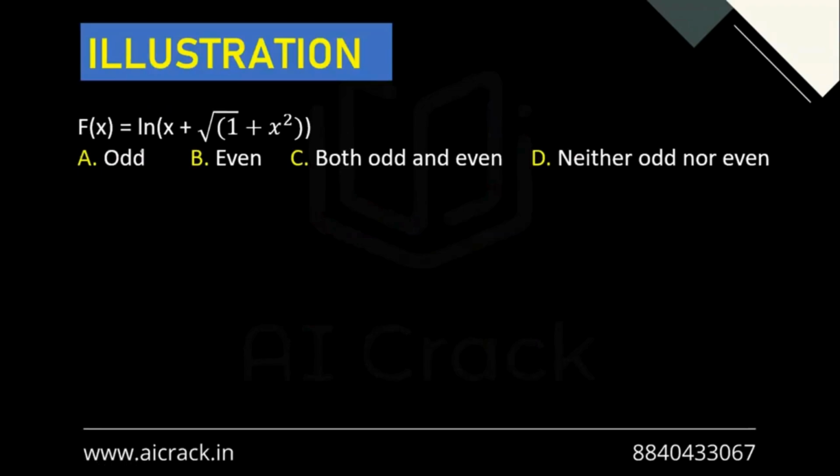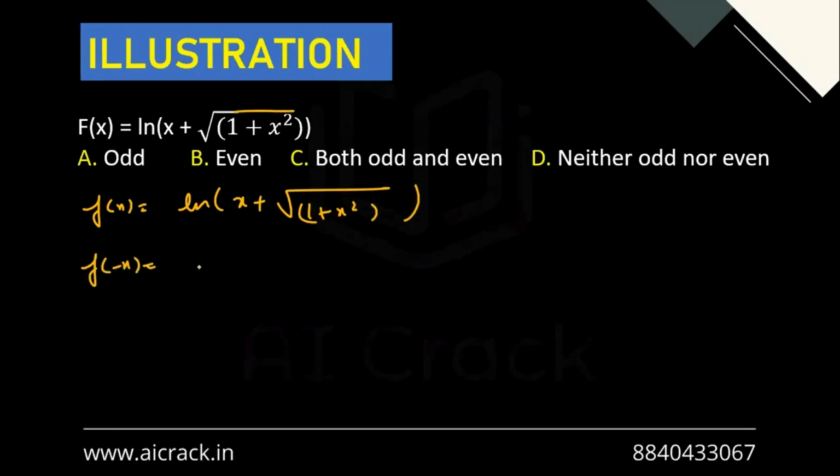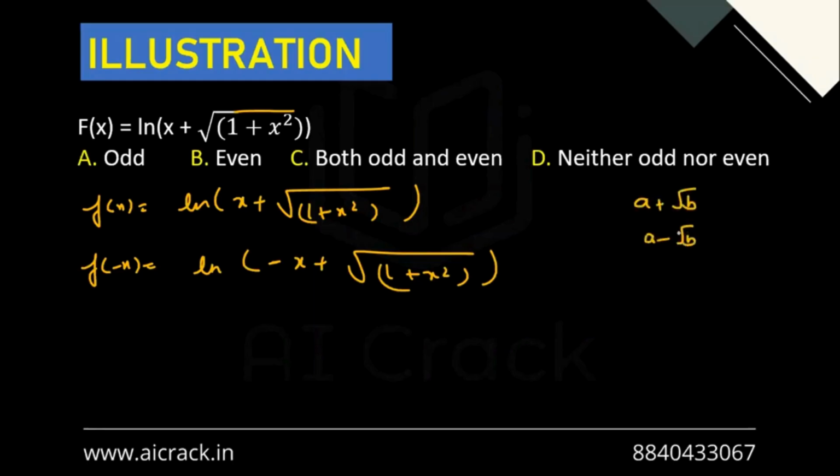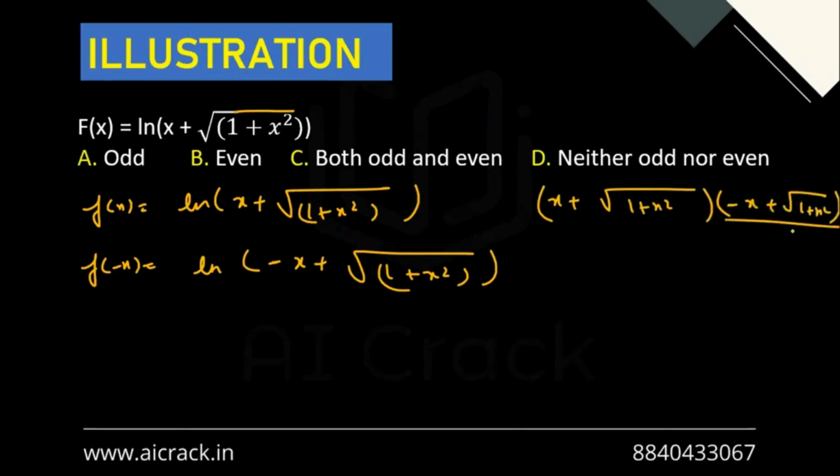Now let us look at one illustration. We have been given f(x) equals ln(x plus under root 1 plus x square). So this is the whole under root. Now the first step is to write f(-x), right? ln(minus x plus under root 1 plus x square). This stays the same because it's x square. So whenever I see something of this sort, a plus root b or a minus root b, I tend to think about rationalization. So I'll do the same over here. So we have x plus under root 1 plus x square, and I'll try to rationalize it. So I'll multiply by (minus x plus under root 1 plus x square) divided by (minus x plus under root 1 plus x square).